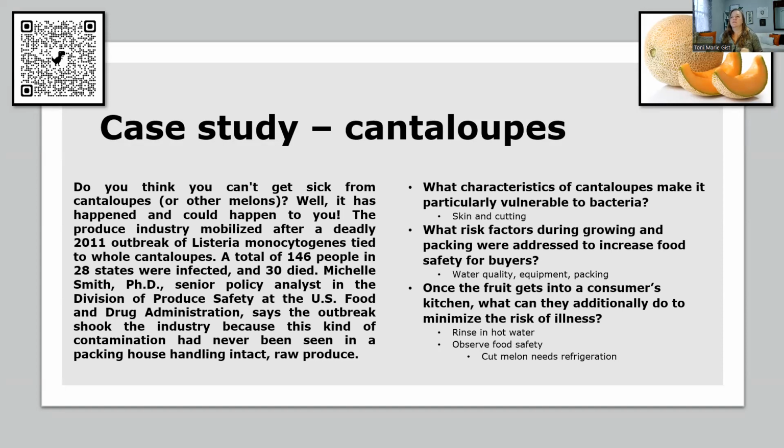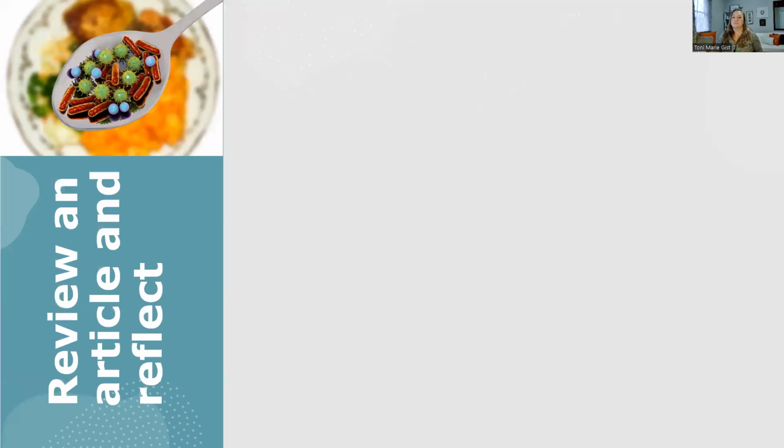If we want to take this a step further, we want to review an article and we want to reflect. For example, can foodborne illness be caught from person to person? When should someone see a doctor? How are foodborne illness symptoms treated? And if you get sick, should you report your incident and why?